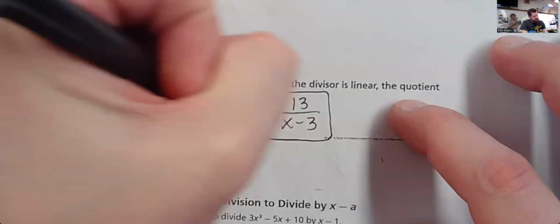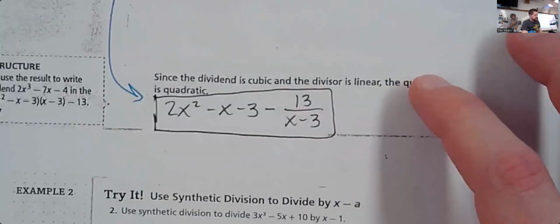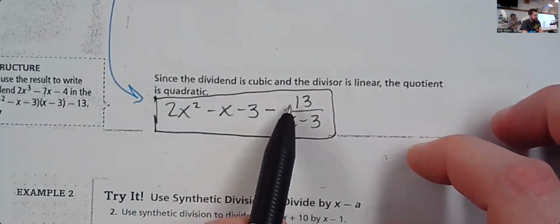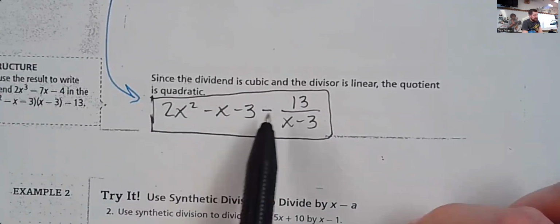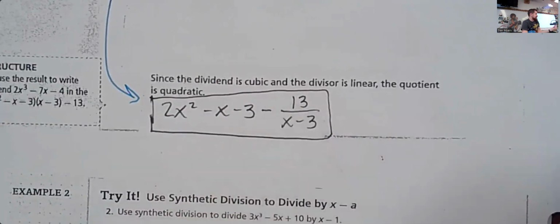I like to write as little as possible, and that includes one more line here and one more line there. So you could have had a plus here and a negative up with the 13. It means the same thing. Adding a negative and subtracting are the same. All right, so that is our process for synthetic division.